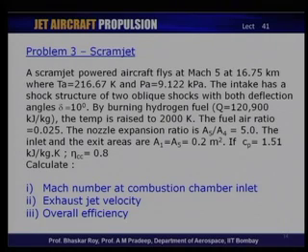Now, the Cp of this hydrogen fuel burnt gas is taken as 1.51 kilojoules per kg K, and the combustion chamber efficiency is prescribed as 0.8, somewhat lower than the other jet engines, because of the supersonic combustion that is going on, with heat being added at supersonic speeds. The problem statement asks to calculate the Mach number at combustion chamber inlet, the exhaust jet velocity, and the efficiency of this engine.